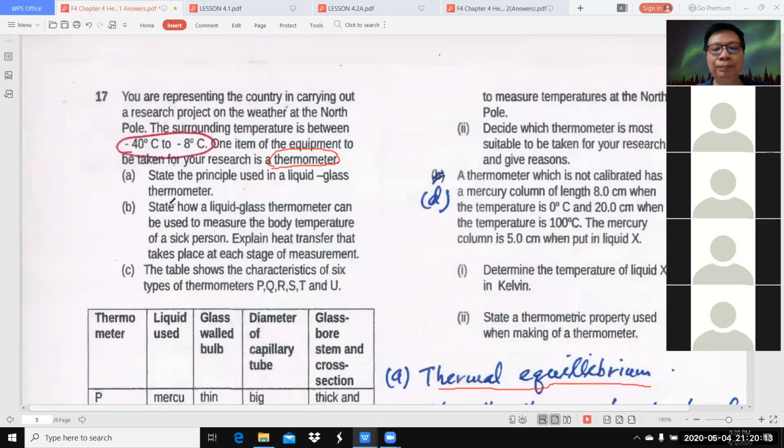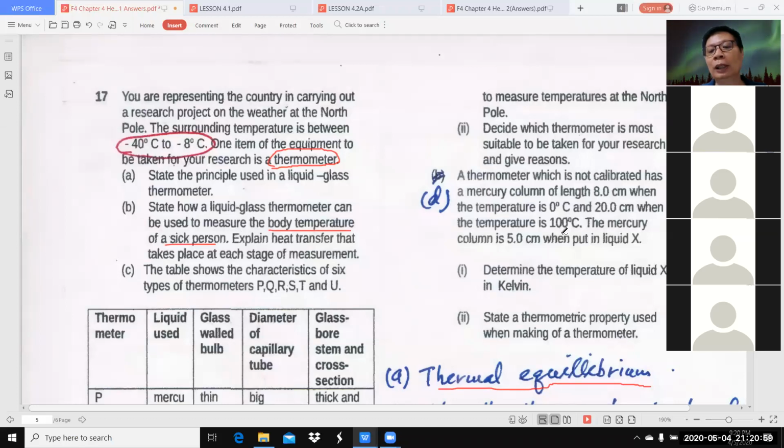Okay. Question B. A 4-mark question in the SPM. State how a liquid-in-glass thermometer can be used to measure the body temperature of a sick person or a patient. So you need to explain how you use a thermometer to measure the temperature. Of course, in your answer, you have to put the physics concept. You cannot say, put the thermometer inside the mouth, then wait for the temperature to go up. No, like that cannot. You are not using your physics concept. Explain the heat transfer that takes place at each stage of the measurement.